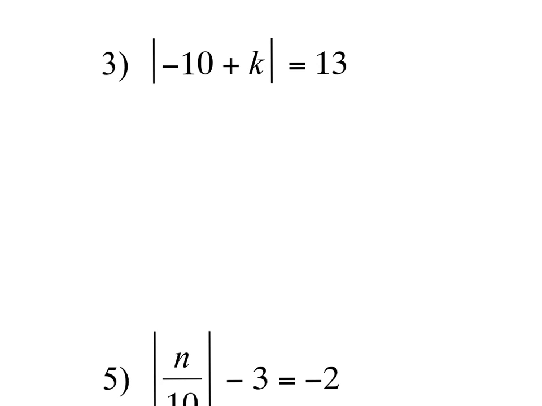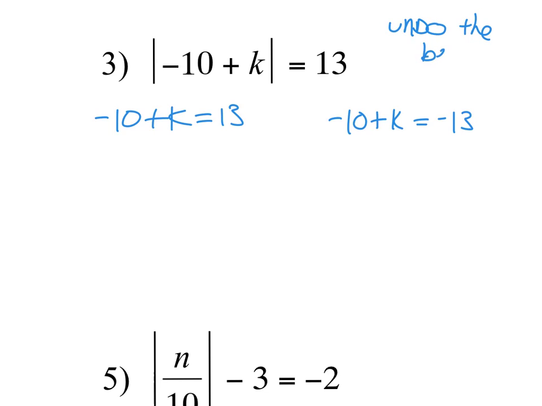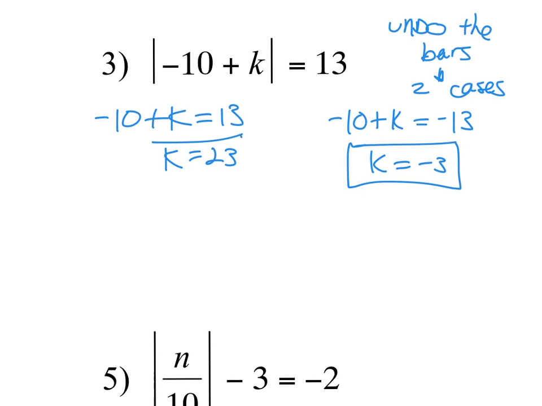Following our pattern for this one, we could write negative 10 plus k is equal to 13, and negative 10 plus k is equal to negative 13. I call this move undo the bars. Undo the absolute value bars, which gives you two cases. Solving these, when we add 10 to both sides, k is equal to 23. And when we add 10 to both sides here, we get k is equal to negative 3. Notice that for this example, k is not equal to the plus and minus of the same value.